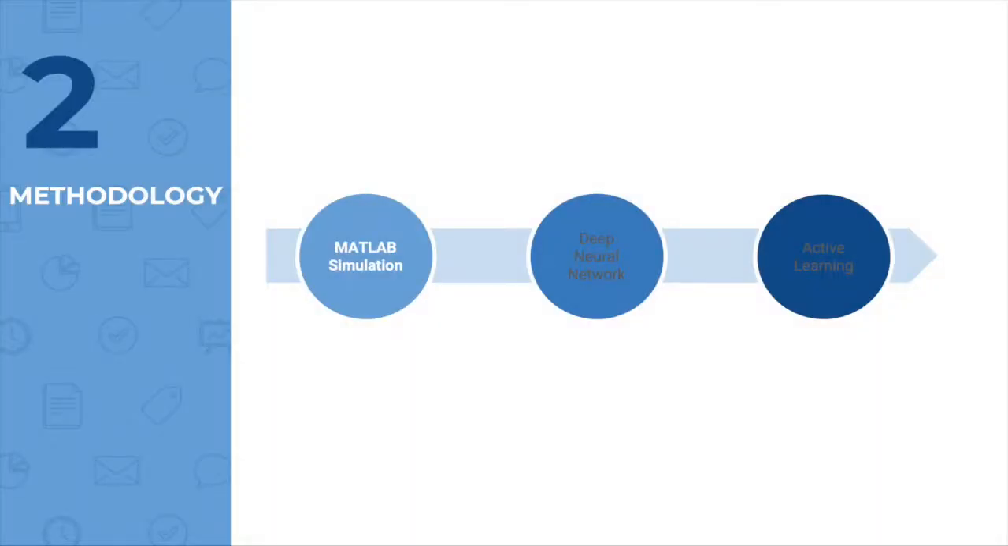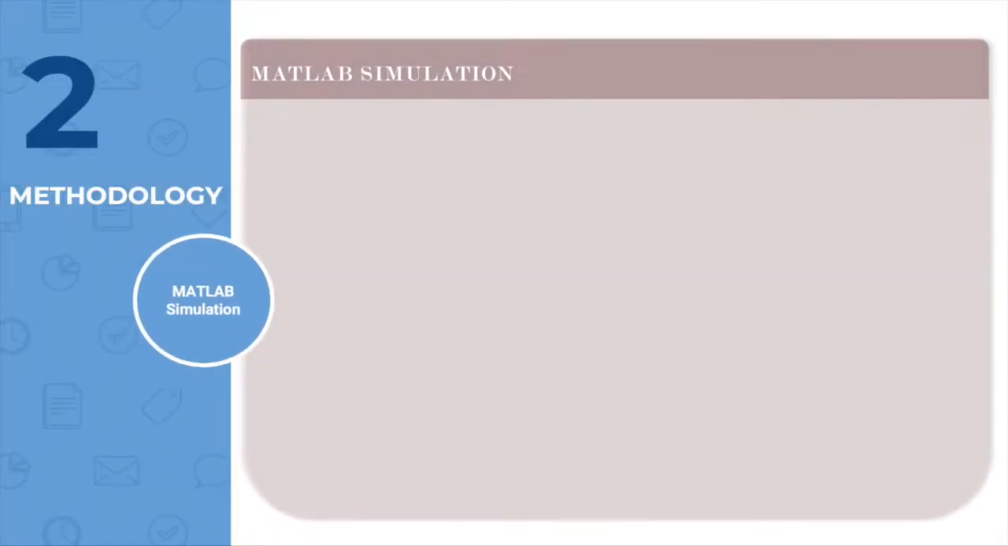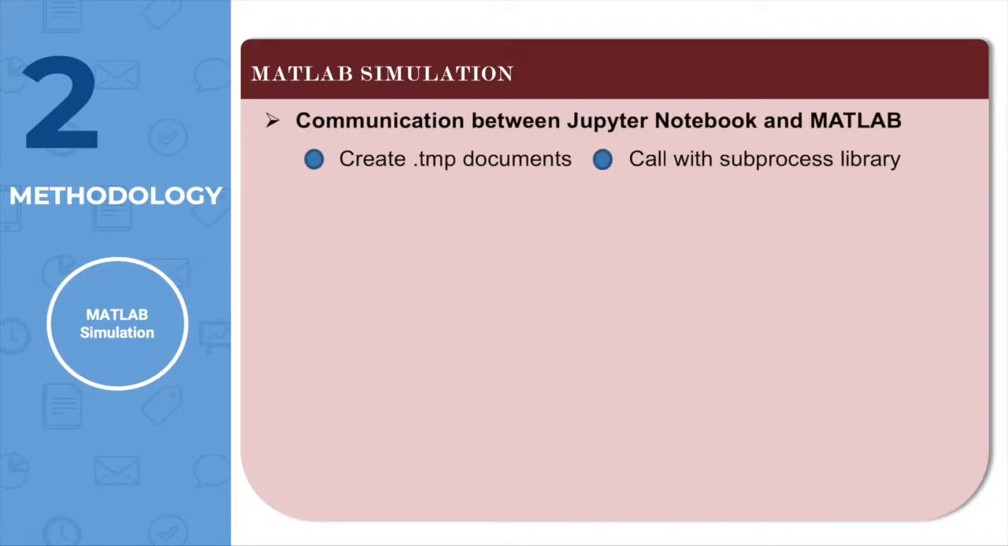Let's get started with MATLAB simulation. We use MATLAB to get all of our training and testing data. In order to make our algorithm more integrated, we use Python code to enable Jupyter Notebook to activate our MATLAB algorithms through creating two .tmp documents to record input and output data points, and using the subprocess library to activate MATLAB.